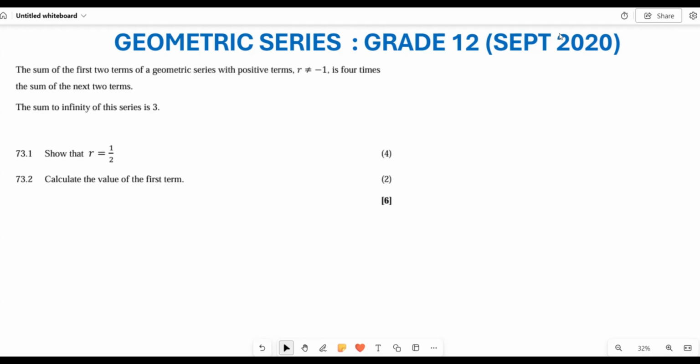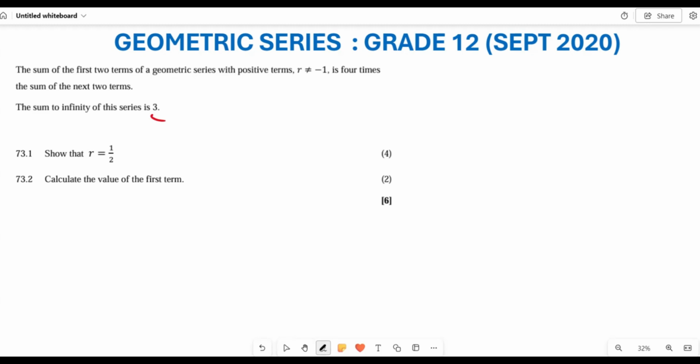Now, let's start here. They are saying you have the sum of the first two terms in a geometric series with positive terms, where r is not equal to -1, is 4 times the sum of the next two terms. So what is it that you are going to do from here? They are also saying the sum to infinity of this series is 3. Now, I want us to start here.